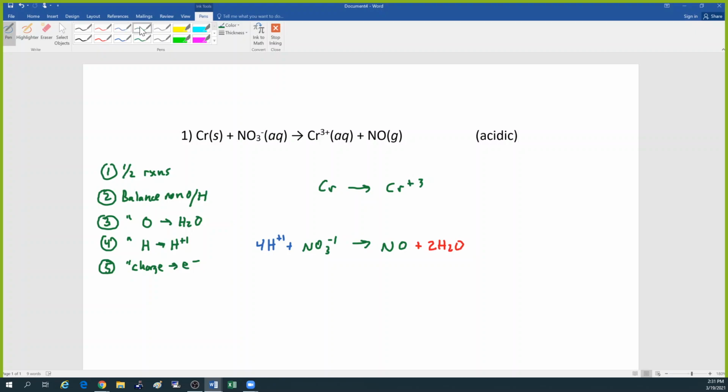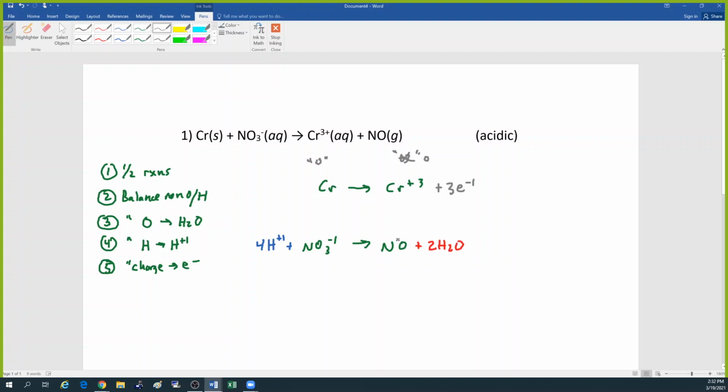On the top line, we can see right away that the left side has a total charge of 0, but right now this side is +3. Electrons are negative, so the only way I can equalize the charges is to add 3 electrons on this side. Now both sides are 0.